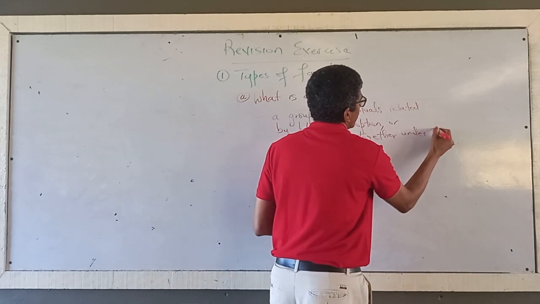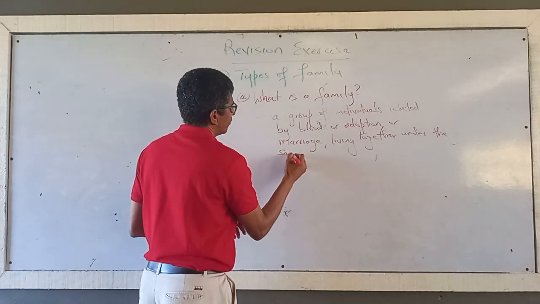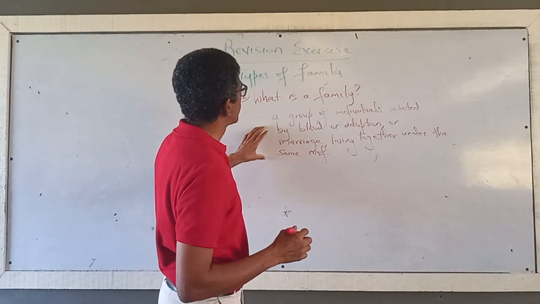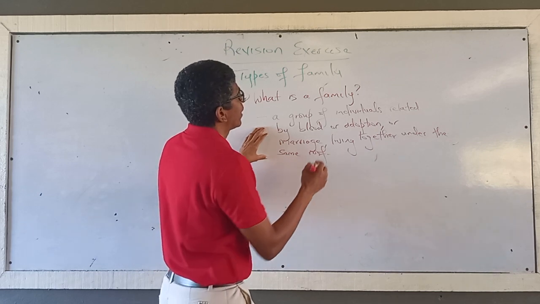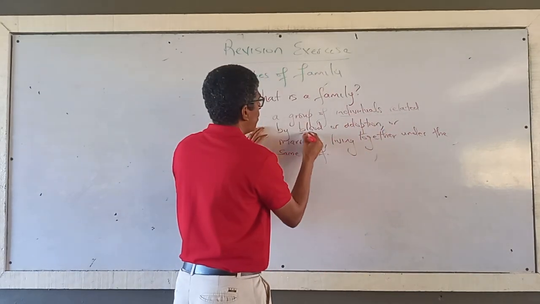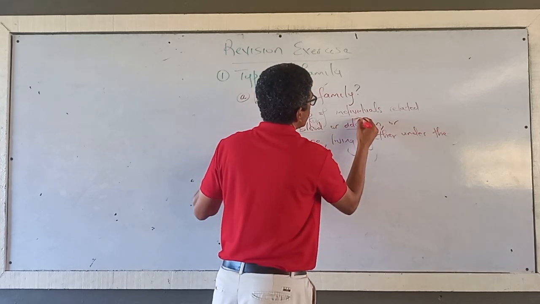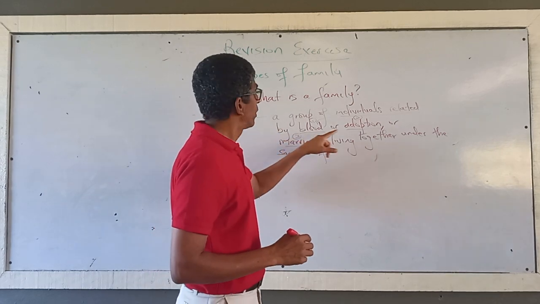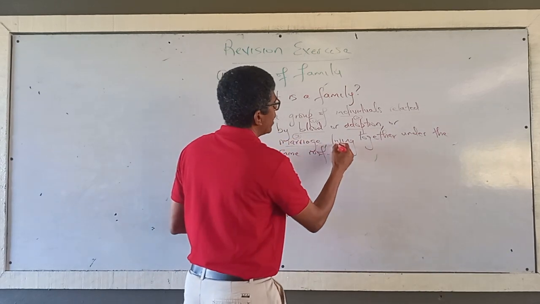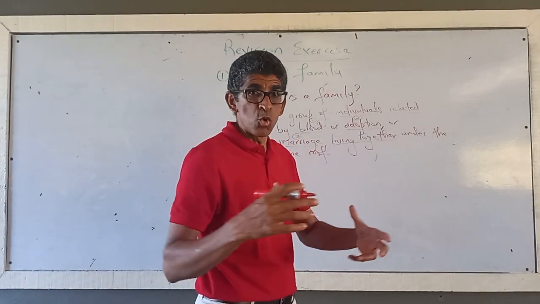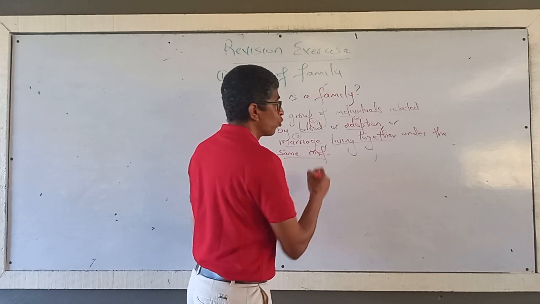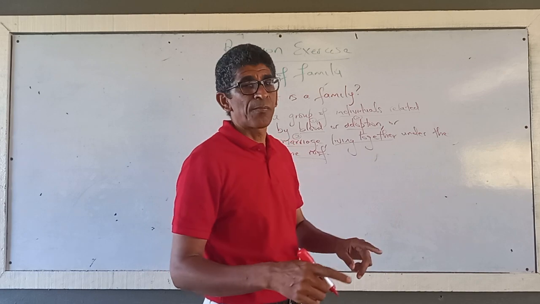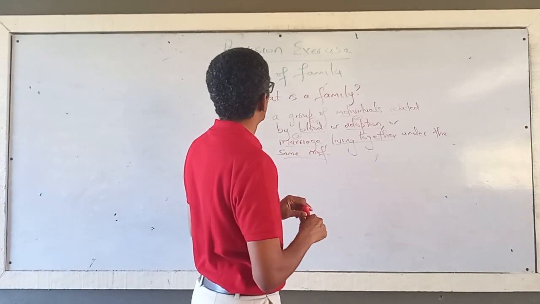under the same roof. Now the key components of this definition that you need to remember is that individuals are related by blood, 1, by adoption, 2, by marriage, 3, right? Not only are they related by blood, adoption, or marriage, but they live together. That's what constitutes them as a unit. They live together under the same roof. So they are not related by blood, adoption, or marriage, and they're scattered all over the place. So that's the general definition for a family.